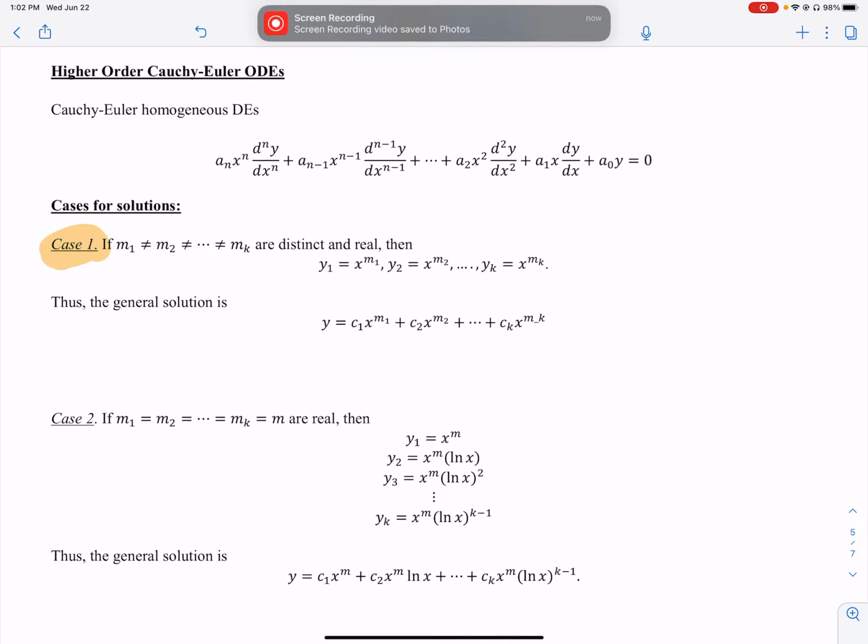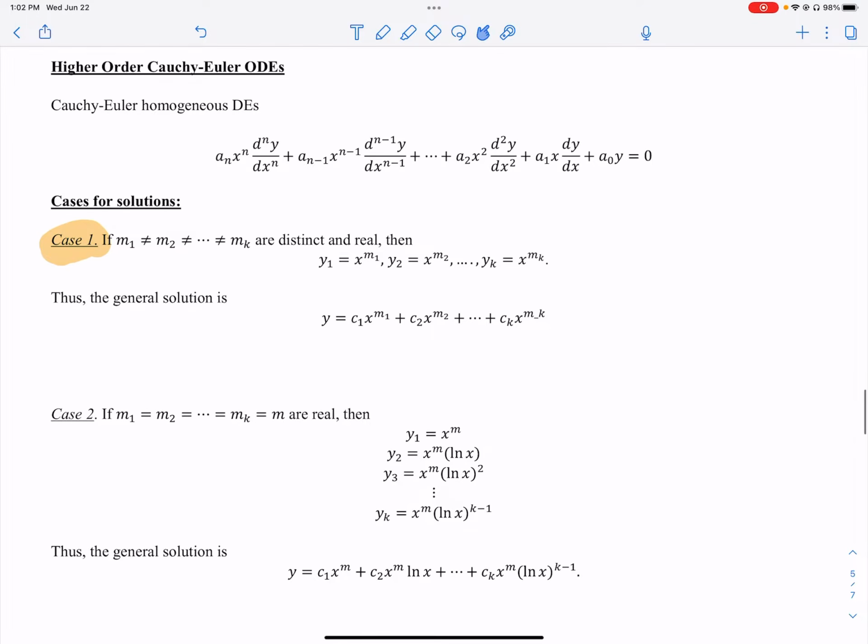Okay, so case one, if they're all real numbers and they are different, I get all these solutions here, and then I can write my general statement that way. It's nothing like if the two numbers were different with only two answers, I would do y1 and y2. Now I just go all the way up. If there are three answers, I have y1, y2, y3. If there are 8 answers, I have y1 through y8. All right, so that's not too hard to extend higher.